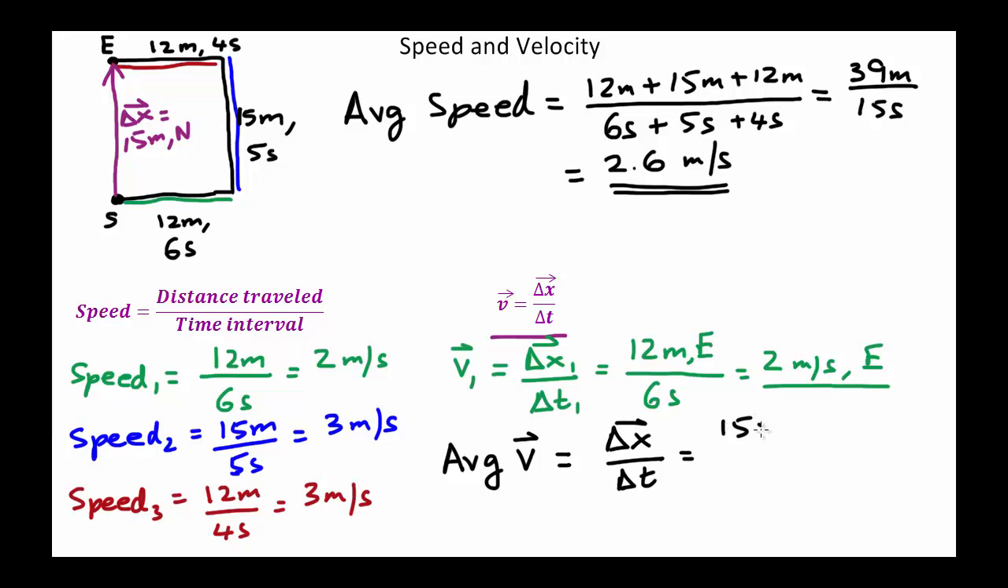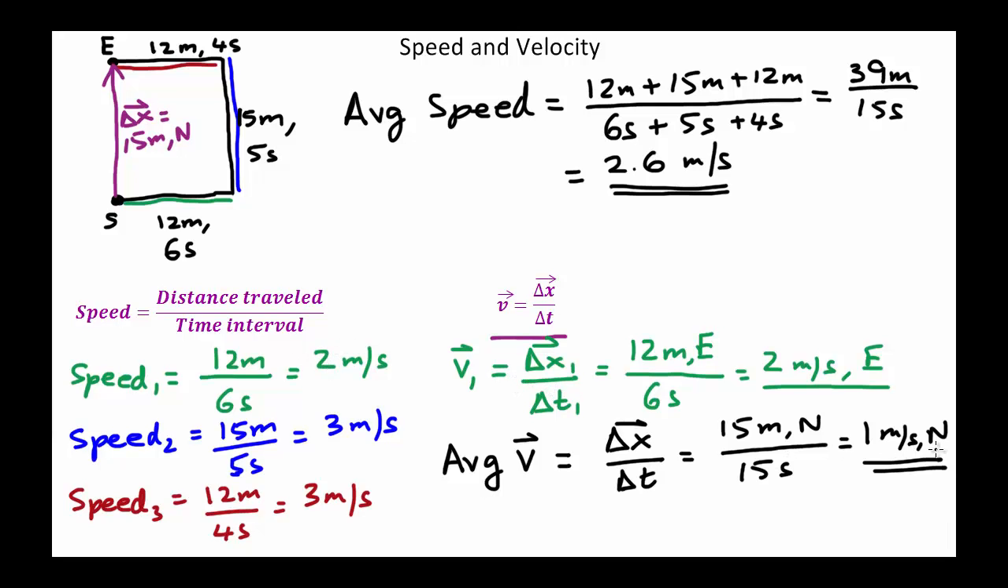So now back to here, the average velocity is simply the displacement of the entire journey, which in this case is 15 meters due north, divided by the time duration of the journey, which is the entire 6 plus 5 plus 4 as we did before. So that's 15 seconds. And this gives me 1 meter per second due north. And there's my velocity, or average velocity, for the entire journey. And now notice that the magnitude of velocity, 1 meter per second, is no longer the same as the speed for the corresponding journey, because this travel is no longer in a straight line.